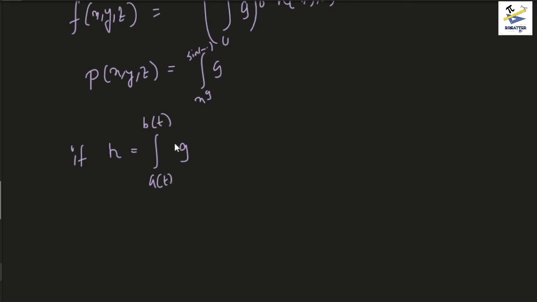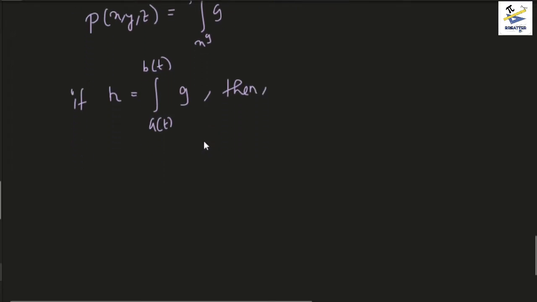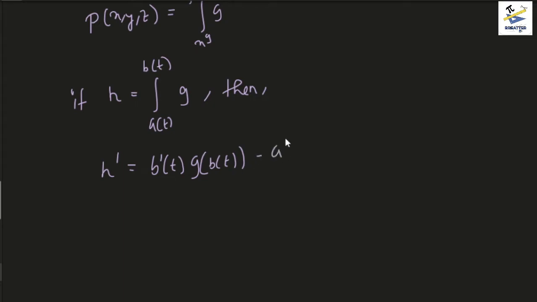To do this, we note the following fact: if h equals the integral from a of t to b of t of g, then h prime is basically b prime of t into g of b of t, minus a prime of t into g of a of t. Okay, so this is what we are going to note.